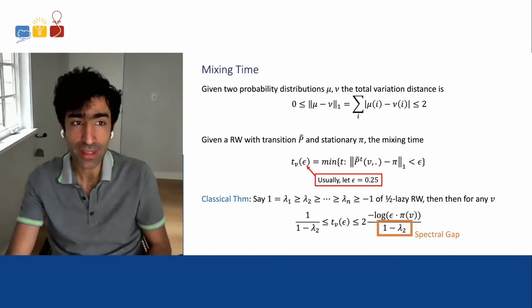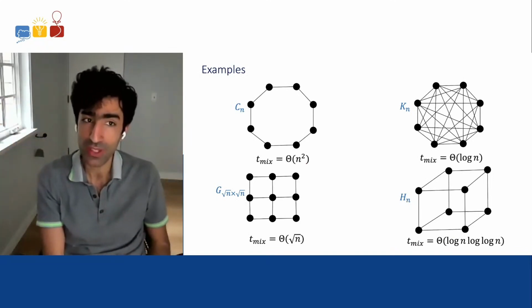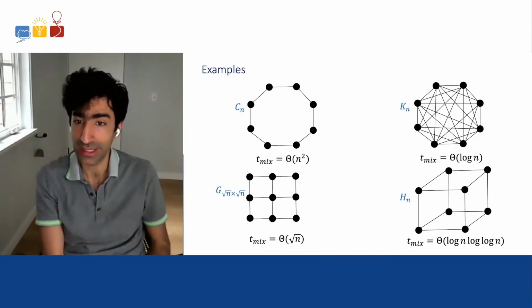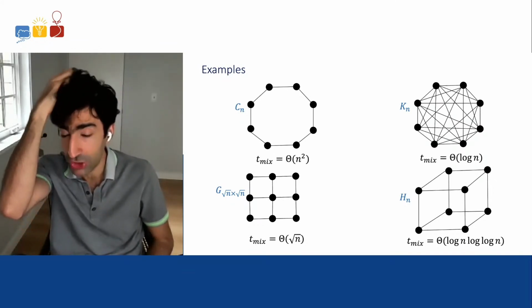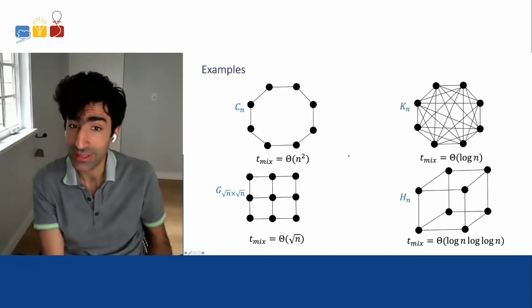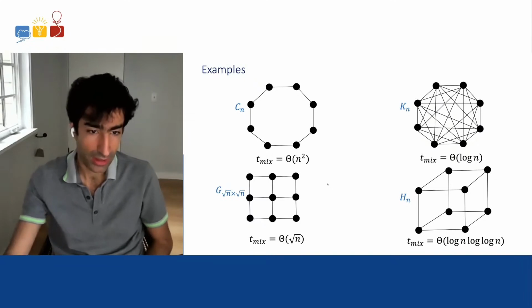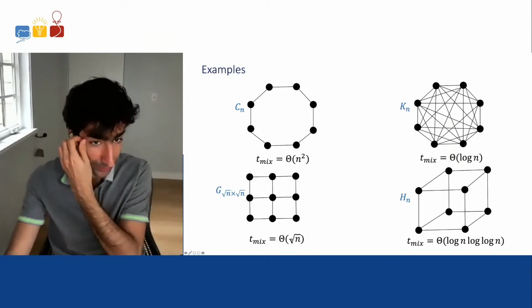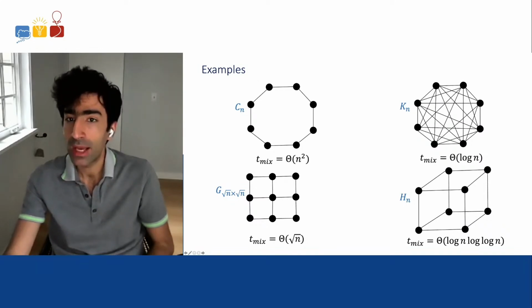So now, having this in mind, let me just show you some examples of graphs with their mixing times. So here are 4 examples of graphs with their mixing times. We have the cycle, grid, complete graph, and the generalization of the cube. It's called the hypercube. So in the cycle, the mixing time is very slow. It's n squared. And in the grid, it's also slow. It's about, sorry, there is a typo here. This should have been n. It's not n squared. It's not root n. It's n. In the grid, it's n.